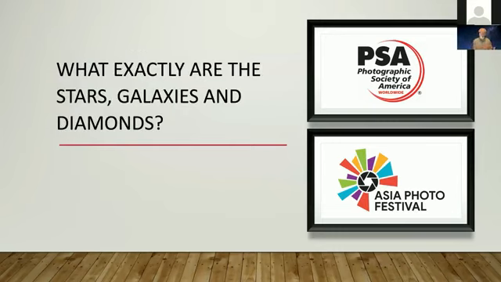Now we'll come back and speak briefly about what exactly are the stars, galaxies and diamonds. Well, as I said, they're just the way that PSA recognises or acknowledges your acceptances. So you put in an application for a star rating. The designated person in PSA checks that application. They compare the acceptances that you're claiming with the records that are in the PSA database, and that's how they verify that your acceptances are genuine.